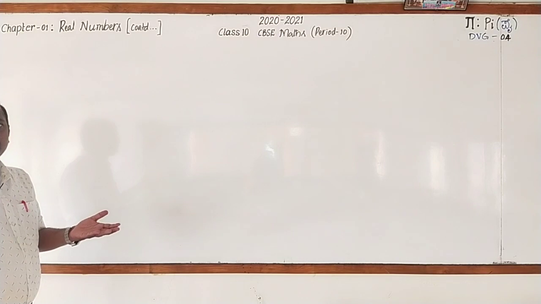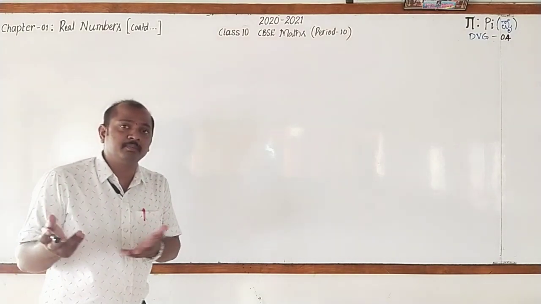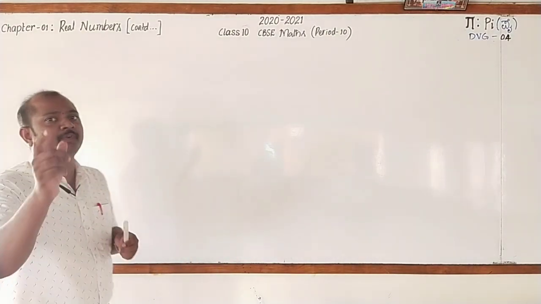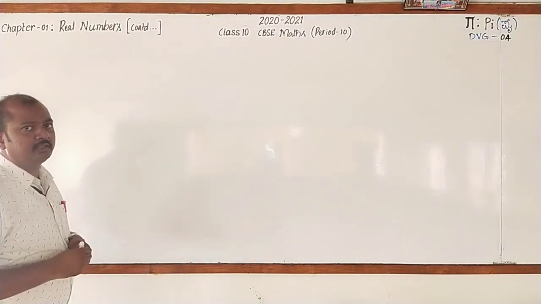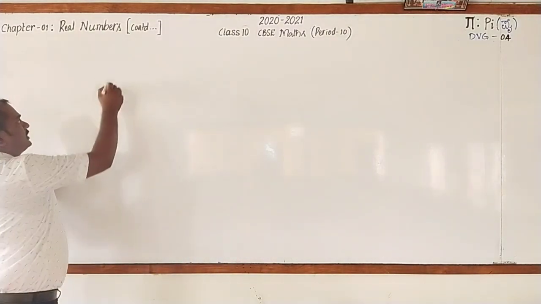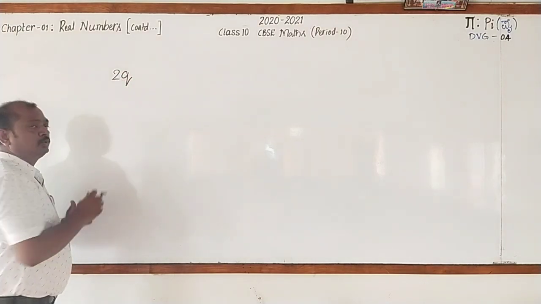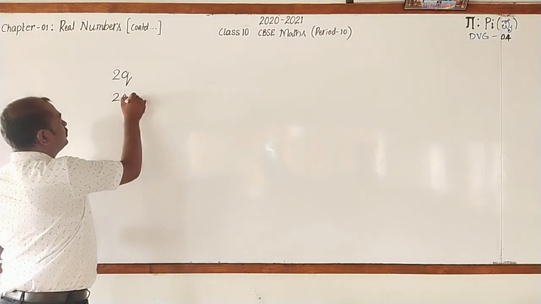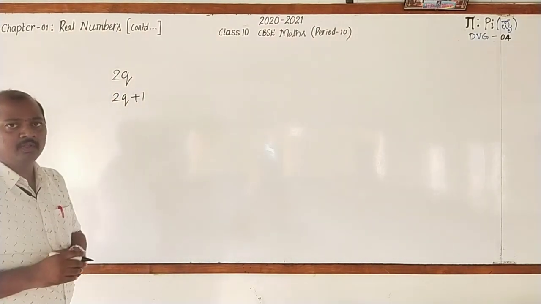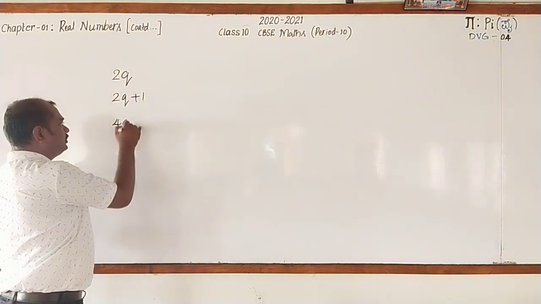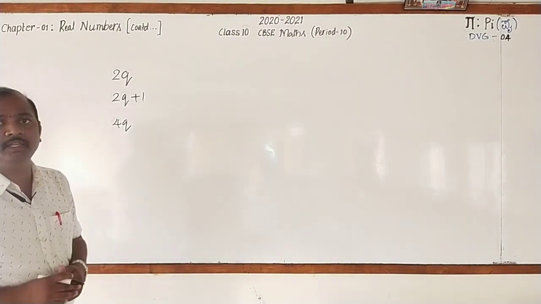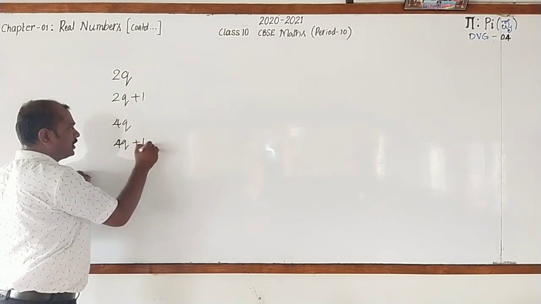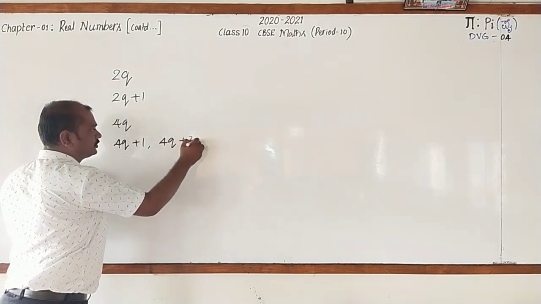Now you all know how a number can be expressed, whether it is an even number or an odd number. If it is even, how do you write the general form of an even number? Yes, you are right. It is 2q. What about the odd number? It is 2q plus 1, right? If 4q is the even number, how do you write the odd numbers? You are right. It is 4q plus 1 and 4q plus 3.